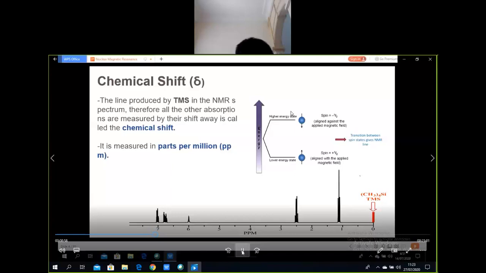And then in order to measure it, we must use a compound which is the standard, called TMS. In the first slide, I already explained why we have to use TMS: all the hydrogens in the TMS are in the same environment. So there is energy from the spinning of the pair of electrons.